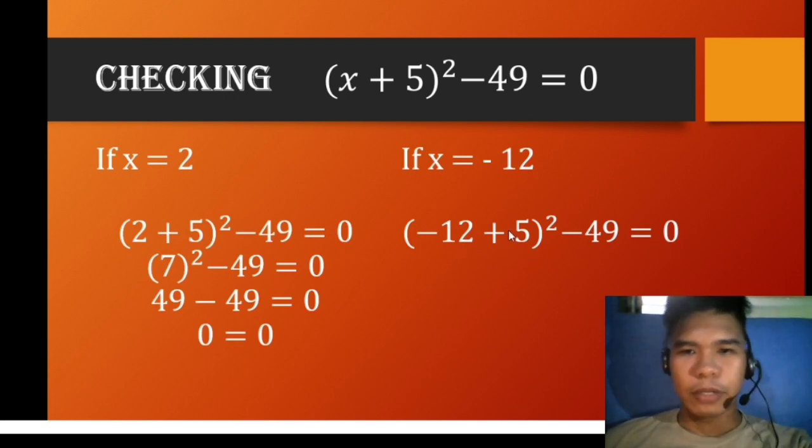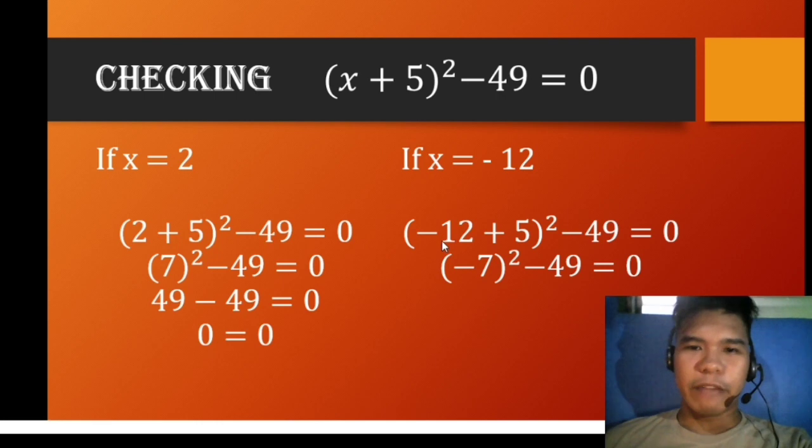So deal first with the expression inside the parentheses. Negative 12 plus 5 is negative 7 since they have different signs. So we subtract: 12 minus 5 is 7, and then use the sign of the larger integer, which is 12. So we use negative. So that is negative 7 quantity squared. You copy minus 49 equal to 0.